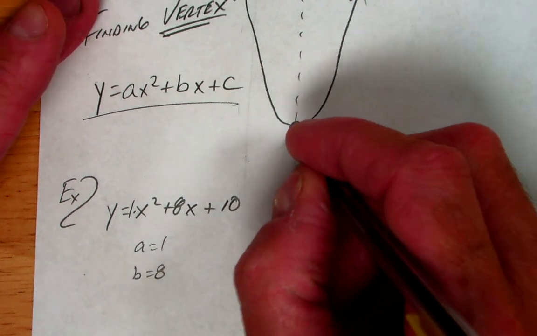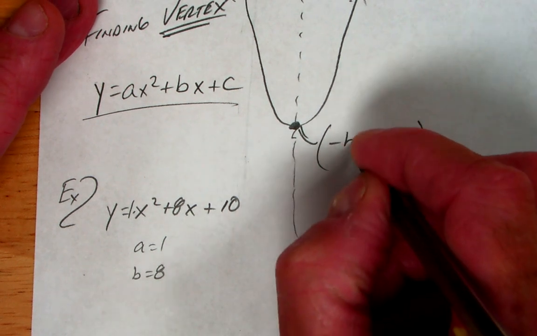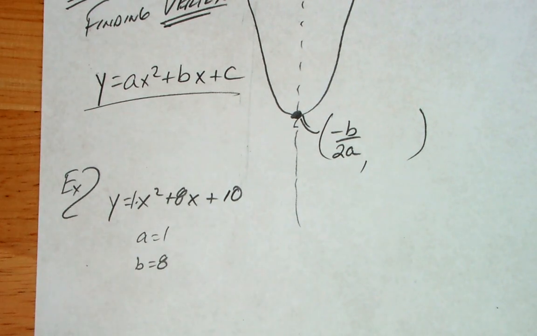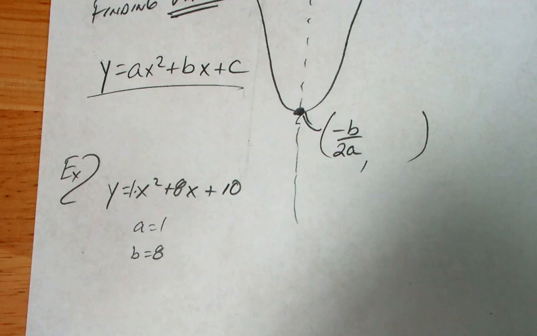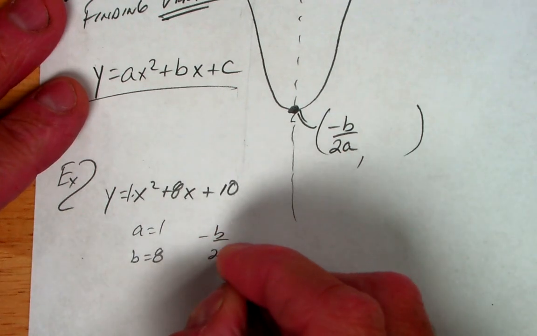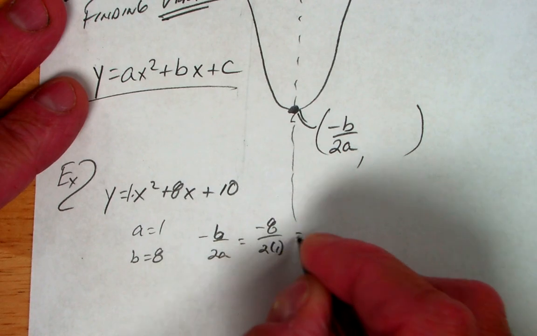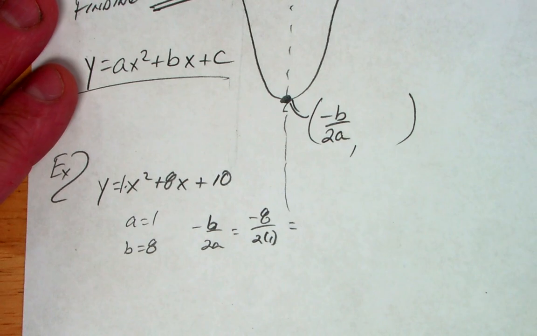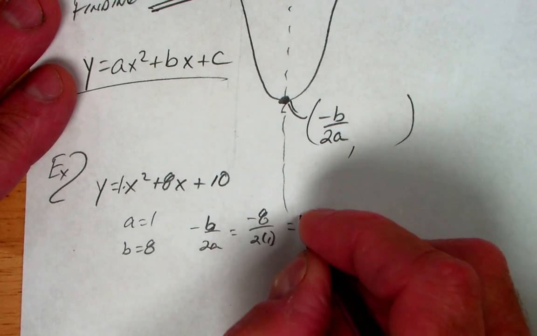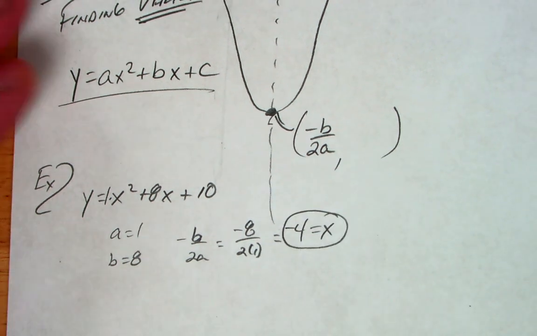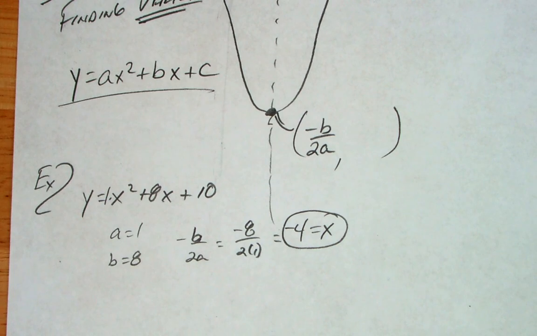But to find this vertex, the x-coordinate is negative b divided by 2a. So once I find my a and my b, I just go ahead and figure it out. Negative b divided by 2a: negative 8 divided by 2 times 1. Okay, so I get negative 4. And that right there, technically, is the equation of my axis of symmetry.